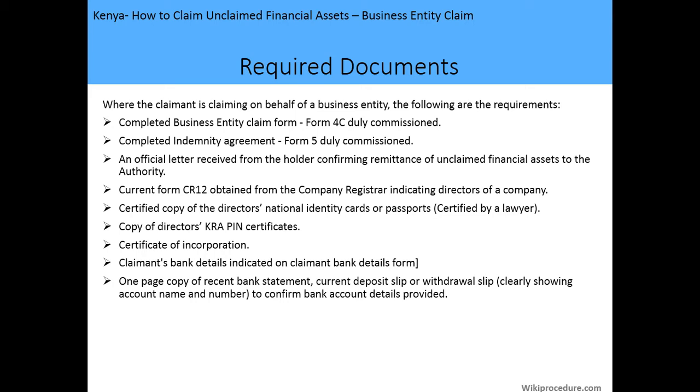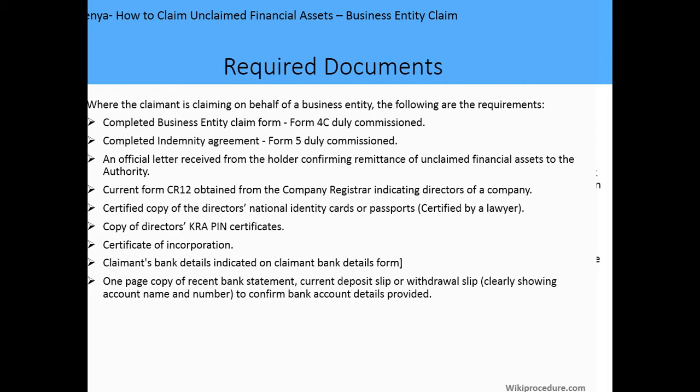A copy of the director's KRA PIN, certificate of incorporation of the business, claimant bank details indicated on the claimant bank details form, and a one-page copy of a recent bank statement or current deposit or withdrawal slip clearly showing the account number to confirm the bank details provided.